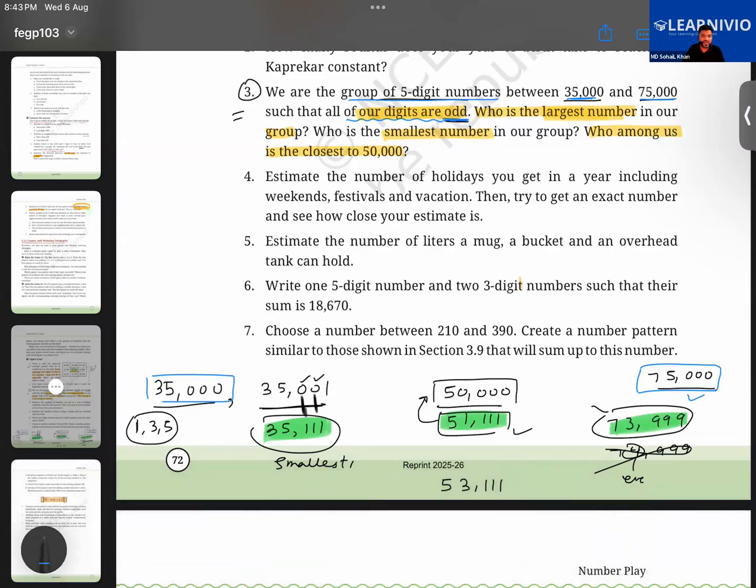Question number 4 here says to estimate the number of holidays you get in a year, including weekends, festivals, and vacation. Then try to get an exact number and see how close your estimate is.